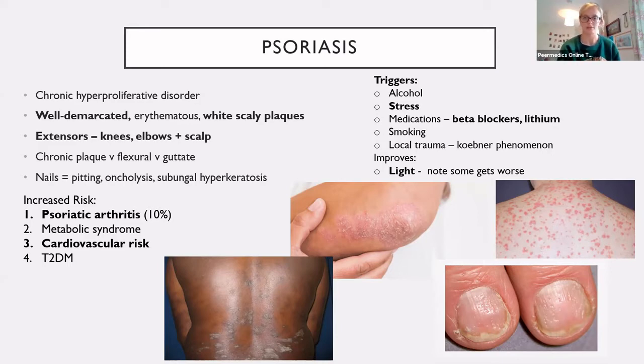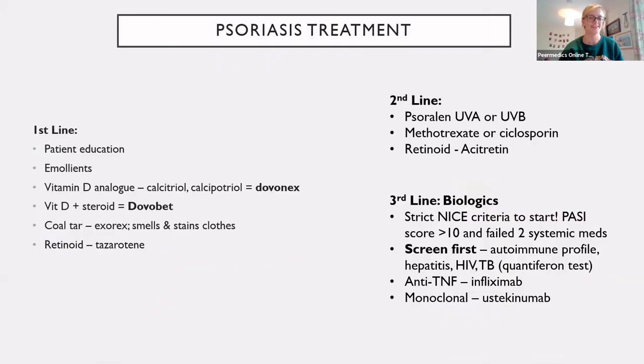Light generally tends to improve psoriasis, and light therapy is part of second line management, but do note that some might get worse with light. So just because it gets worse with light doesn't mean it's not psoriasis. Psoriasis improves with light, whereas lupus, which sometimes can appear quite similar to this rash you're seeing here, can get worse with light. So lupus is photosensitive. Of course, not mutually exclusive, some gets worse, but it is a good classical exam way of differentiating the two. I don't think they'd be so mean as to mix you up.